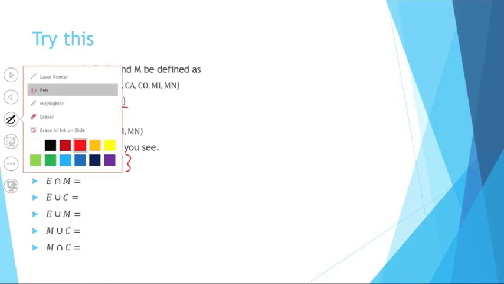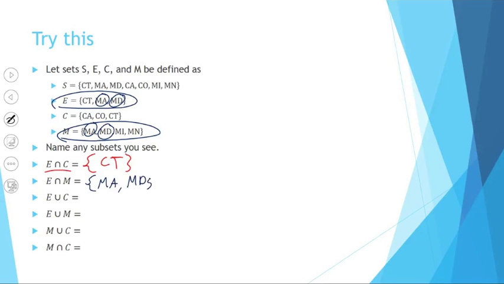All right, if we want to look at E and M, let's see. E is this set, M is this set. We're looking for the intersection of E and M, so I'm looking for any elements that both sets have in common. I noticed right off the bat, both sets have MA for Massachusetts, I believe, and both have MD for Maryland. So that would be the set MA, MD.